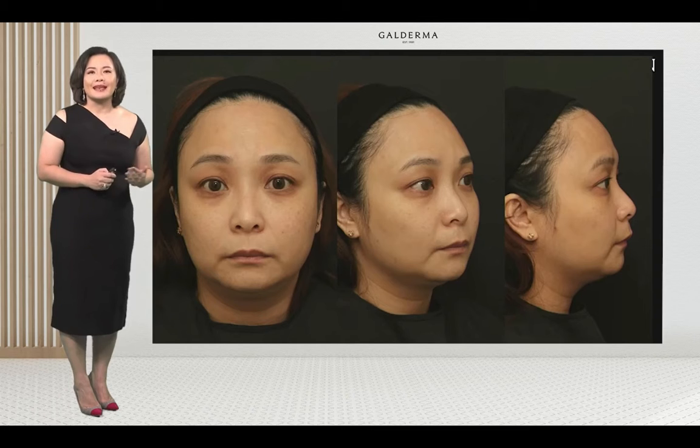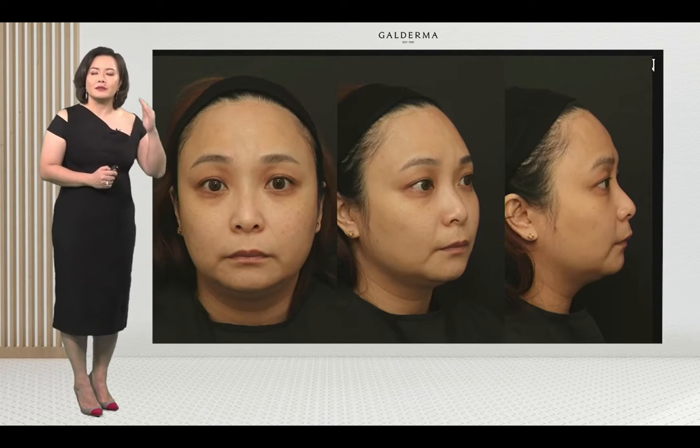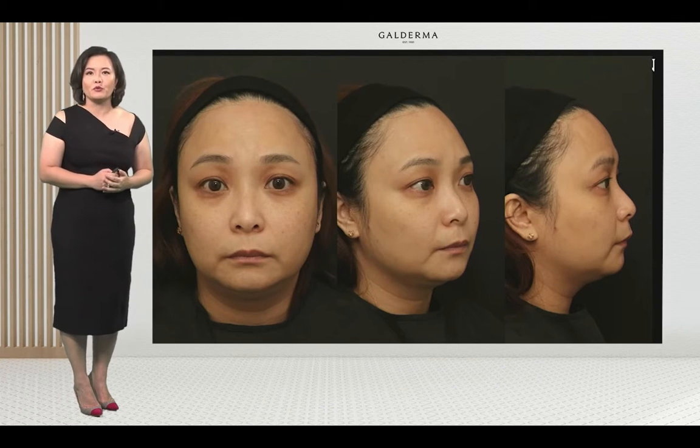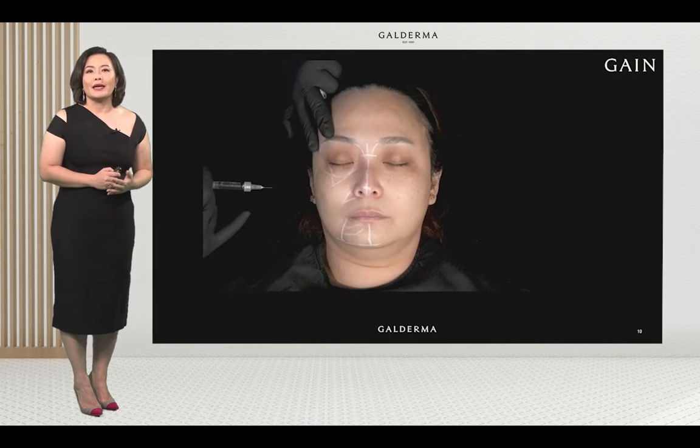Let's go to our second patient. This is Rita, a 40-year-old patient living in Hong Kong. Now, Rita has quite a narrow and short face. In particular, she needs a little bit of blending between her temple crest and the temporal region. And that's why in her case, I've chosen to inject with Restylane Lift.